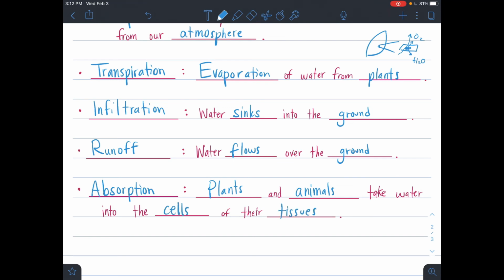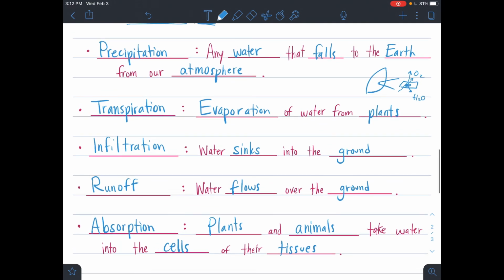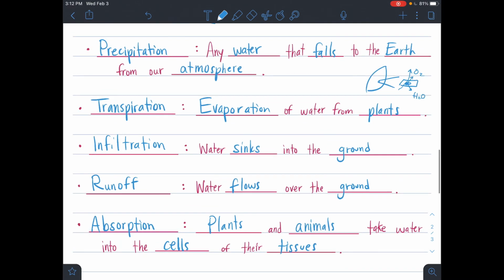Our cells need water in order to go through the cellular processes. So we have to drink water, plants have to drink water as well. And when we do drink water, it doesn't just leave us immediately. A lot of it goes into our cells, and that's the process known as absorption. So we can use this vocabulary to understand the water cycle and to know where the water is going when we can't see it change from a liquid into a gas.